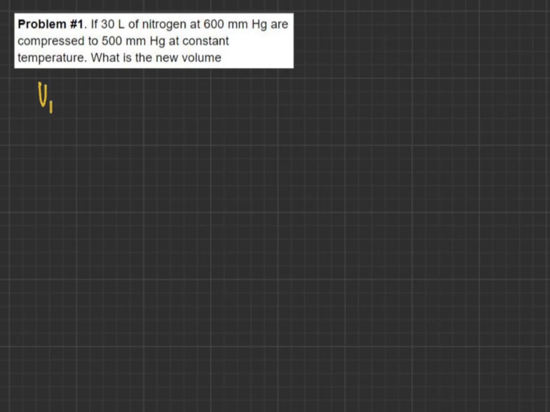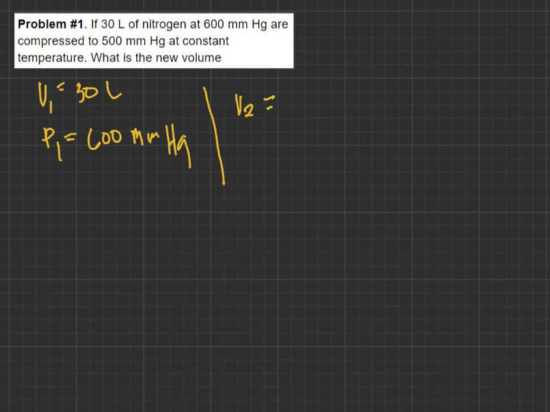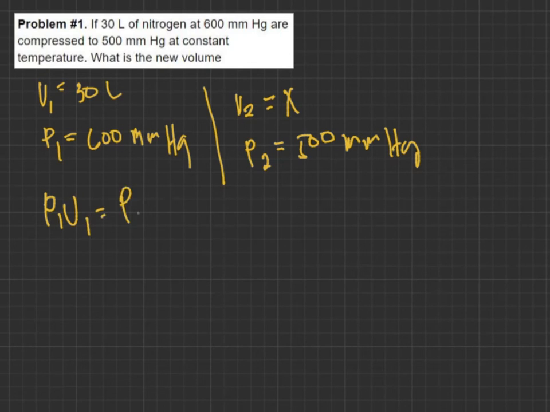So we have our V sub 1, which is 30 liters. Our P sub 1, or the initial pressure, is 600 mm of mercury. Our V sub 2 is unknown. Our P sub 2 is 500 millimeters of mercury. Alright, so the formula is given as P1 V1 is equal to P2 V2. So we just plug in the values here.